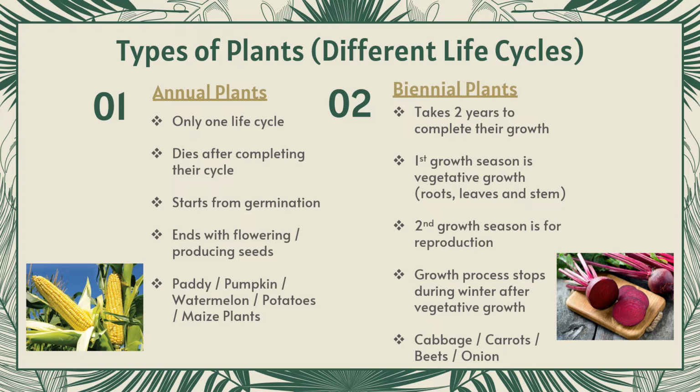Number 2, we have biennial plants. Biennial plants take 2 years to complete their growth, meaning they have 2 seasons of growth. In the first growth season, we know it as the vegetative growth, which is the plant starts to produce roots, leaves, and stems for support. And in the second growth season, it is for the reproduction of the biennial plants. The growth process stops during winter after vegetative growth, and the examples of biennial plants are cabbage, carrots, beets, and onions. The picture on your right shows beets, which have a vibrant and beautiful purple color.